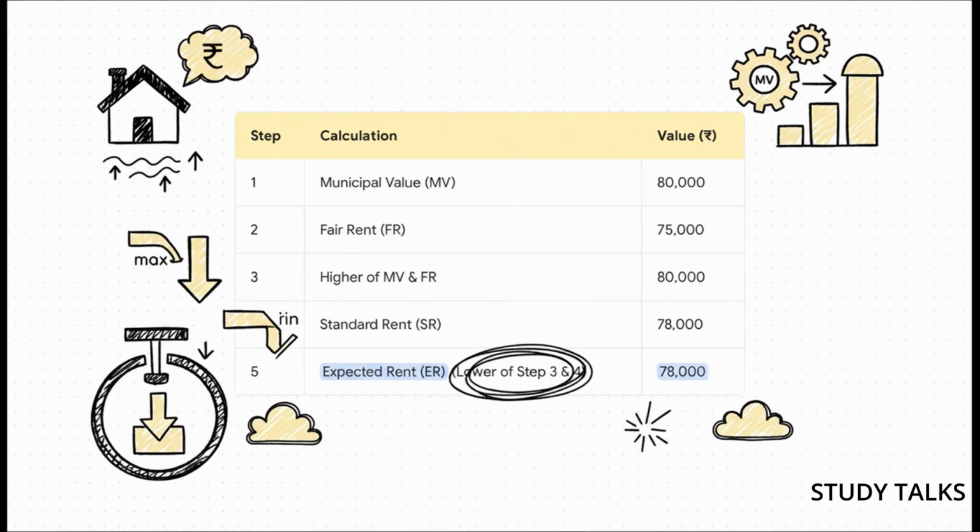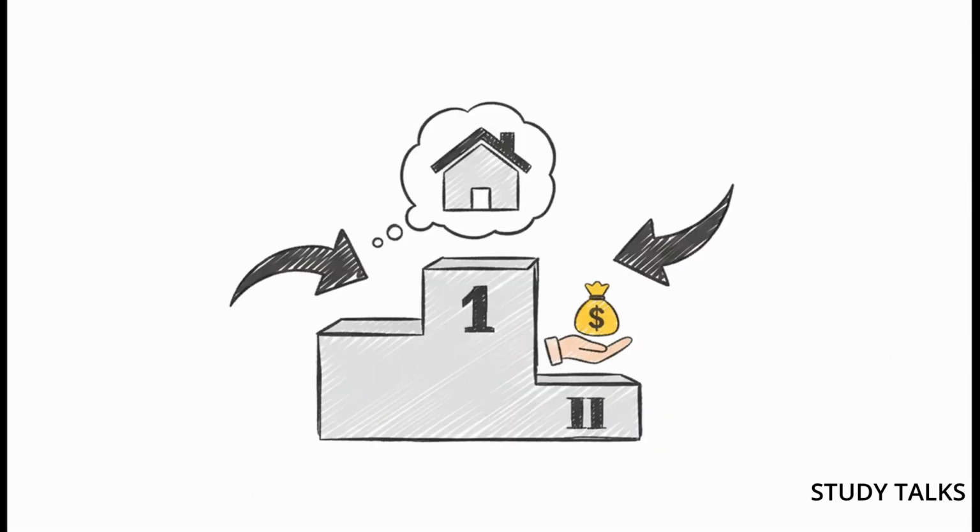That's it. Okay, let's put this into practice with a real example. House V. First up, we look at the municipal value, $80,000, and the fair rent, $75,000. Which one's higher? Yep, $80,000. But now, we hit that ceiling, the standard rent, which is $78,000. Since $80,000 is over the ceiling, we have to bring it back down, so our expected rent gets locked in at $78,000.